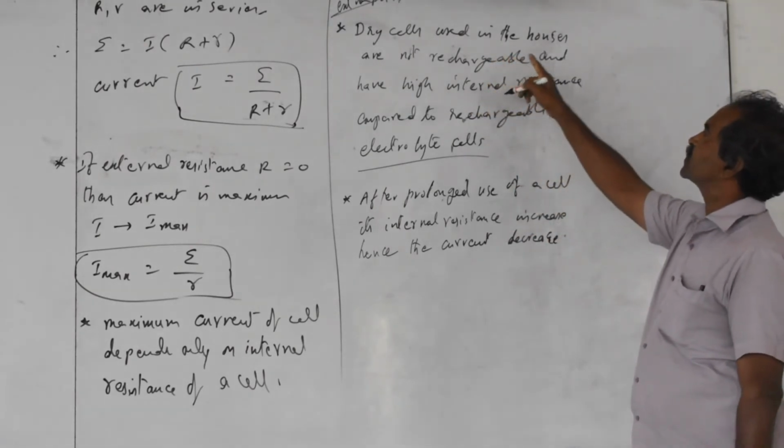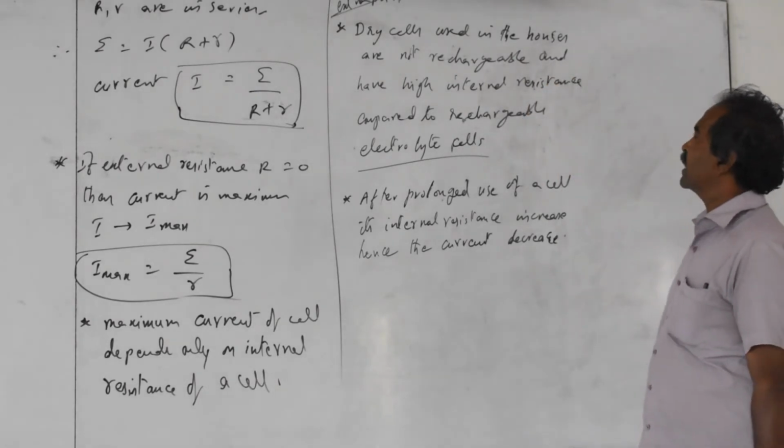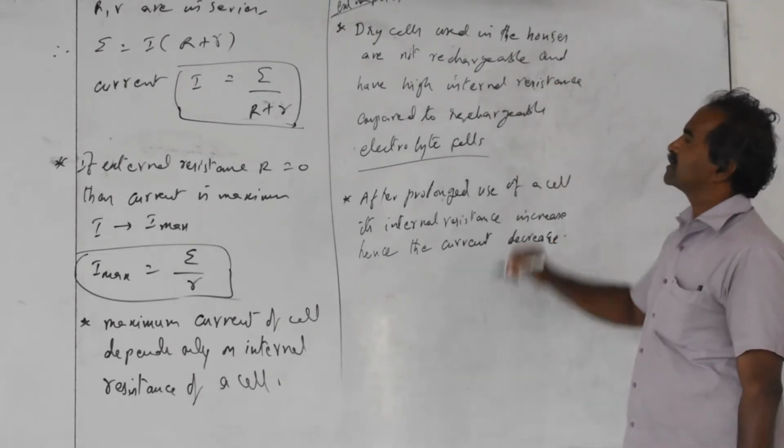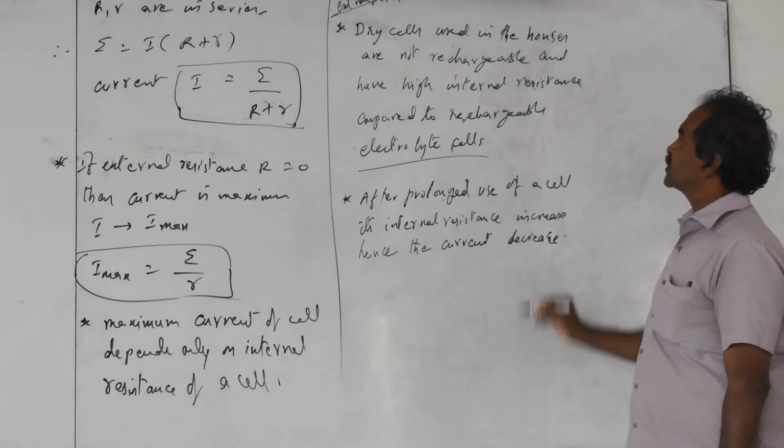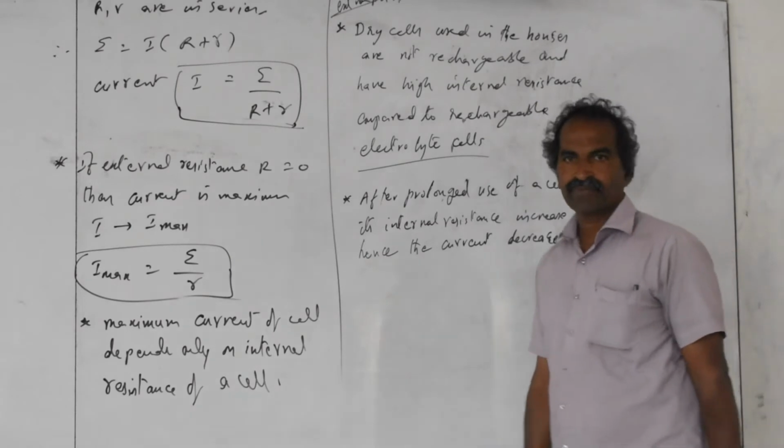Dry cells used in the houses are not rechargeable and have high internal resistance compared to rechargeable electrolytic cells or electrolyte cells.